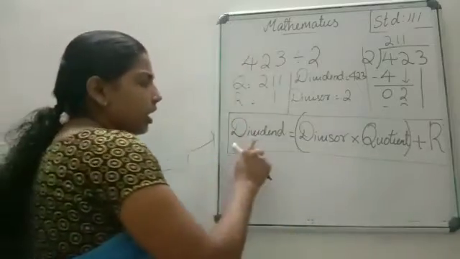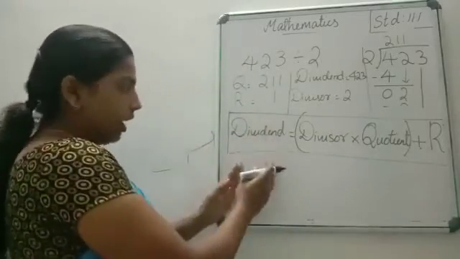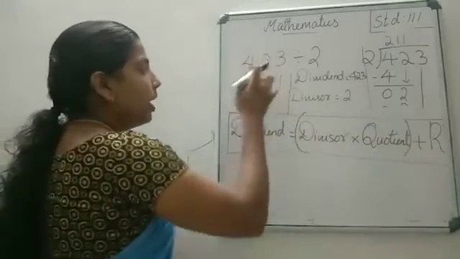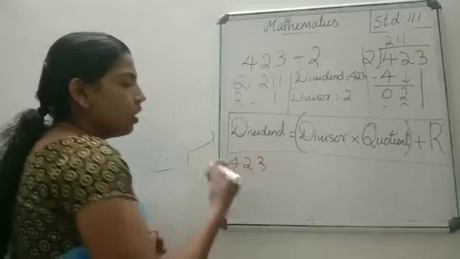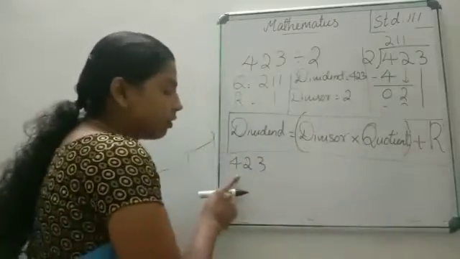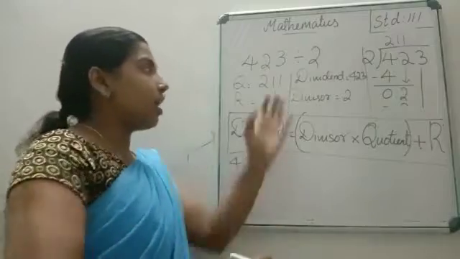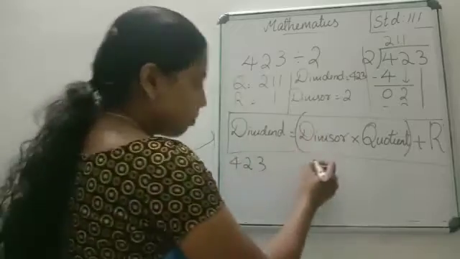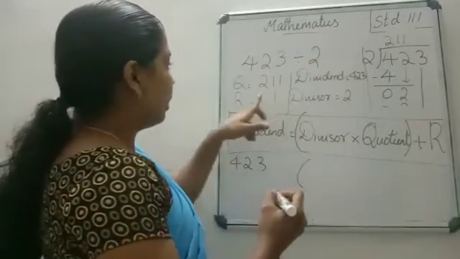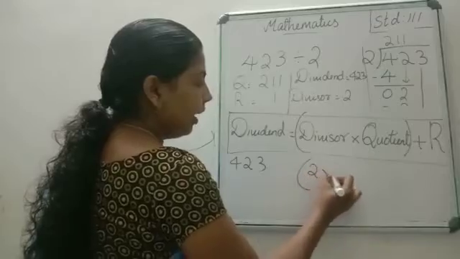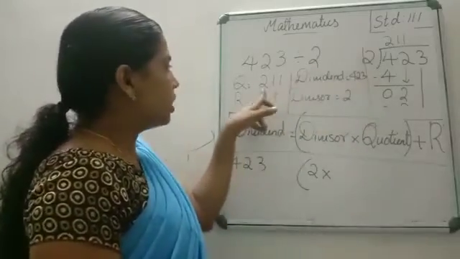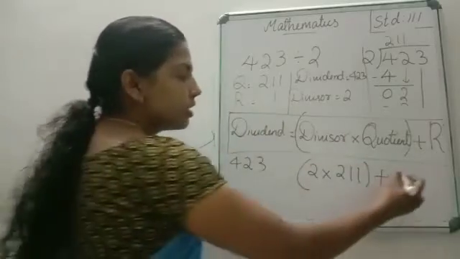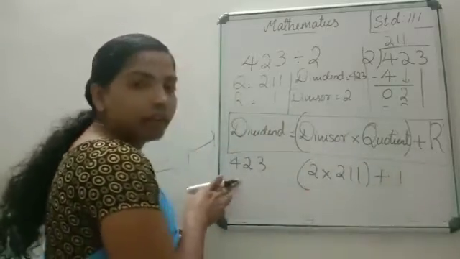So let us check our answer. When we do this calculation, we have to get the same answer as the dividend, which is 423. Then only we can say our work is correct. So let us check. Put the bracket also. Divisor is 2 into quotient. Quotient is 211 plus remainder. Remainder is 1.